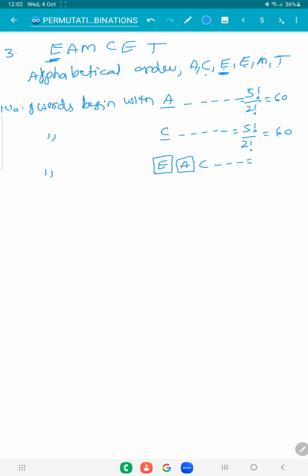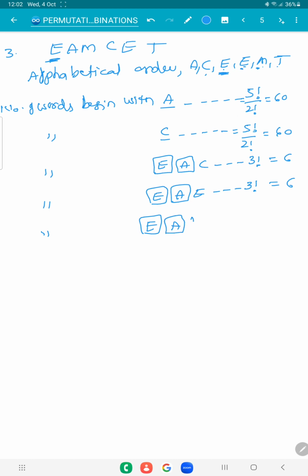3. If E, A, C are fixed, we have C, E, empty. Those are different, right? So we have to write that one as how many are there? 3 factorial. 3 factorial means 6. So number of words that begin with E is locked, A is locked. After C is there, we have again E, right? So how many are there? These are also 3 factorial. This is 6.